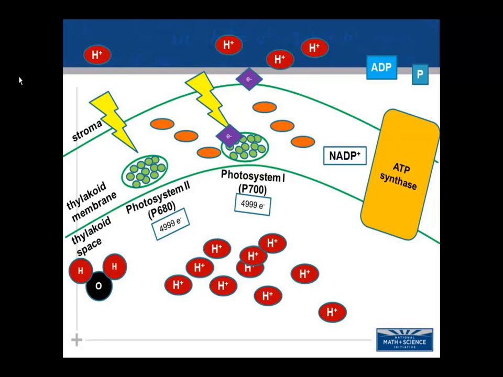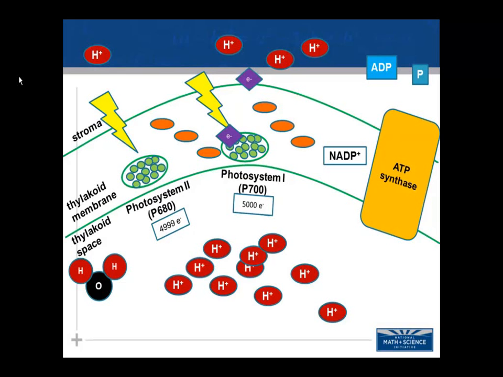Now that electron ended up at photosystem 1. So instead of 4,999 electrons, now photosystem 1 is back to 5,000 electrons. So back to good. That photosystem has replaced its lost electron, no problem, ready to go again.